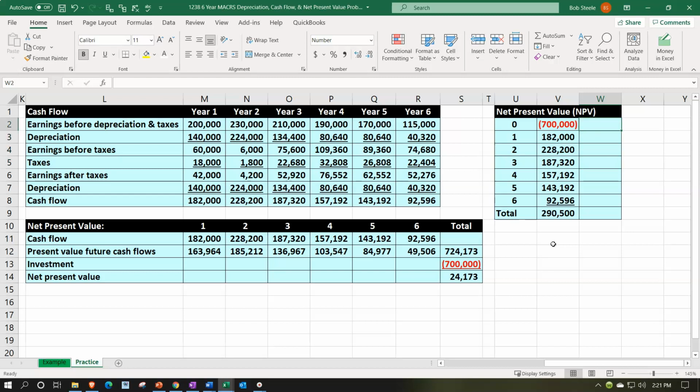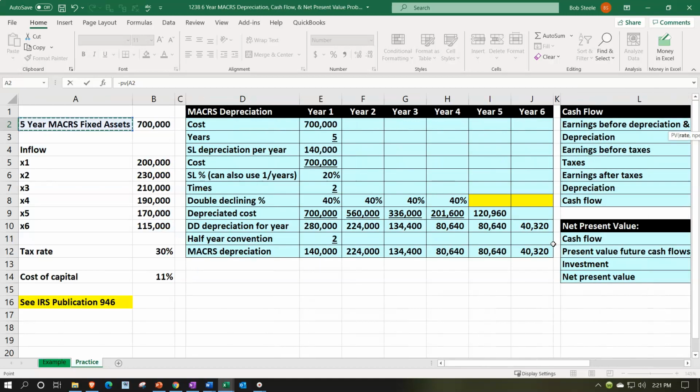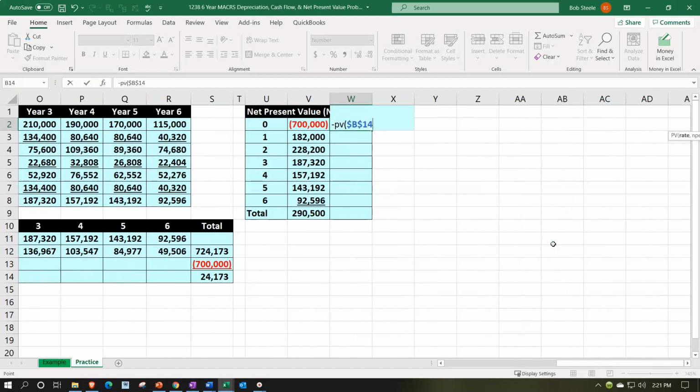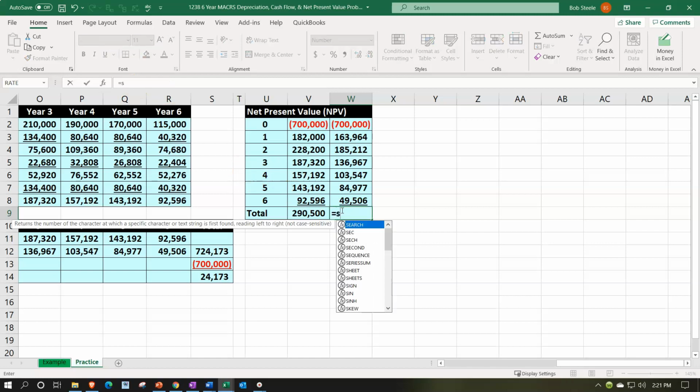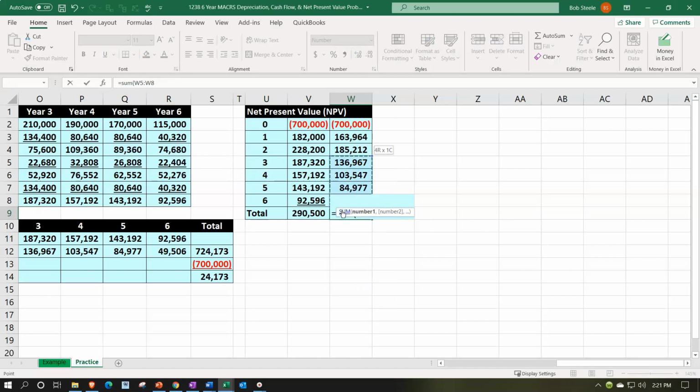But we want to now discount it back with our required rate of return, cost of capital, negative PV, Shift 9, all the way to the left to find our rate. That's 11%. F4 on the keyboard, comma, number of periods now 0, comma, future value 700,000. Same number because we're at period 0, but I can then copy that down this time and just go on fill handle, drag that fill handle down, underline the bottom, font group underline, and then sum it up like so. And there we have it, 24,173.